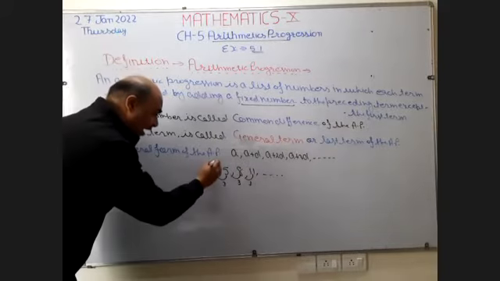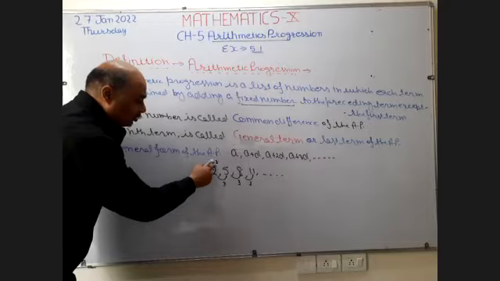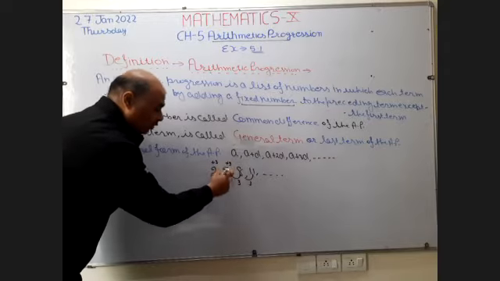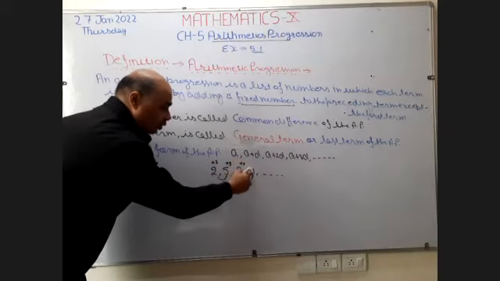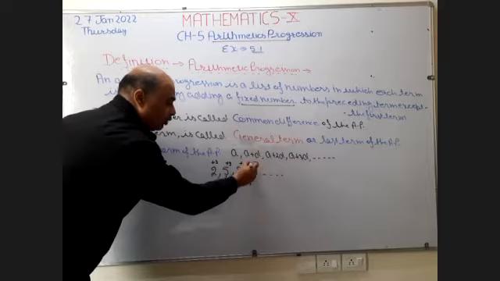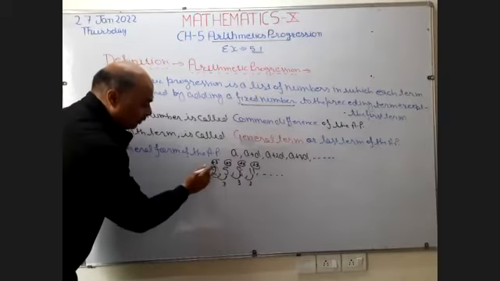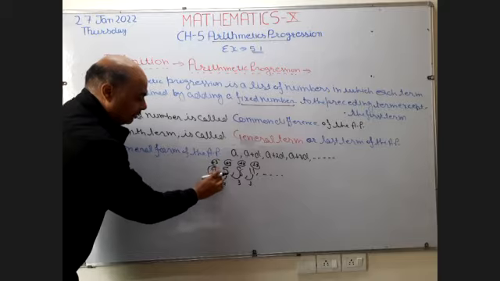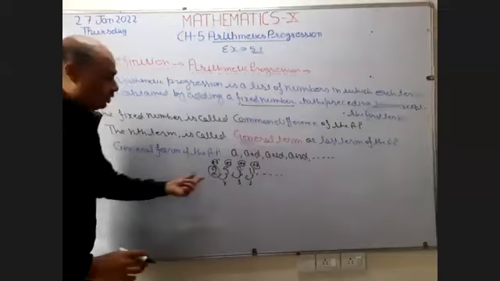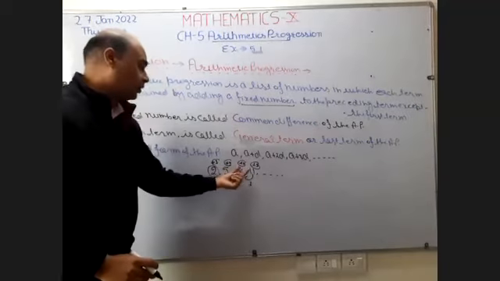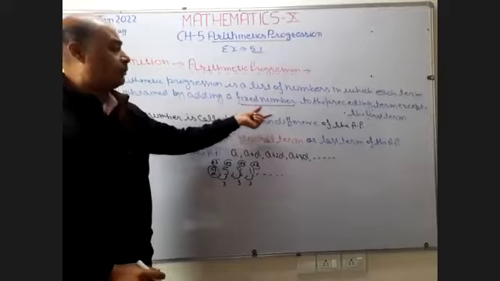What do I do? I add 3 to the 2. 2 plus 3 is 5. 5 plus 3 is 8. 8 plus 3 is 11. So in this way, we add a fixed number to the previous one. The first number remains the same, and after the first number we keep adding the fixed number. So this sequence is known as arithmetic progression.